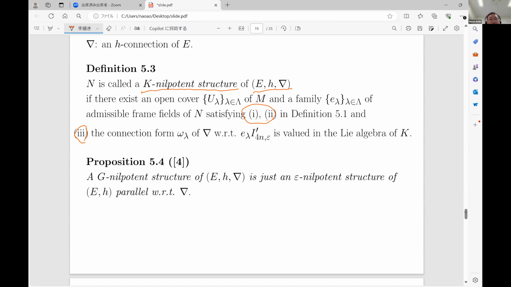The connection form omega lambda of nabla with respect to this local frame field is valued in the Lie algebra of K. Then we obtain this proposition. A G-nilpotent structure of EH nabla is just an epsilon nilpotent structure of EH, parallel with respect to nabla.